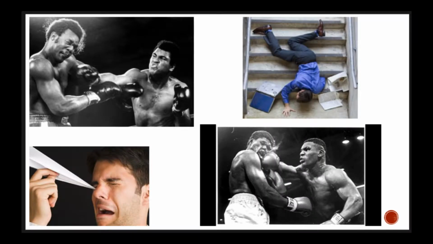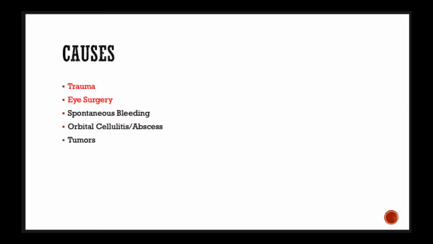And a lot of times it's usually due to trauma. It could be a fall, somebody hit with a baseball bat, a golf club, whatever it may be. And other times it can be due to eye surgery. It can also be due to spontaneous bleeding, and that could be if they're on any type of blood thinners or if they have something wrong with their platelets. It can be due to orbital cellulitis, abscess, or tumors.